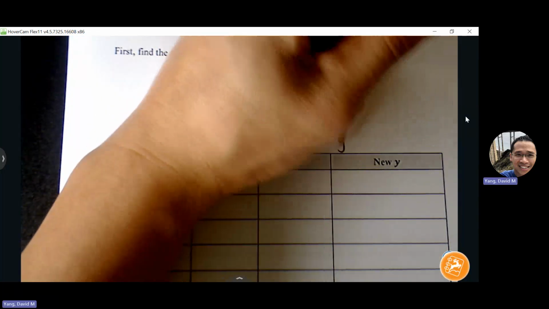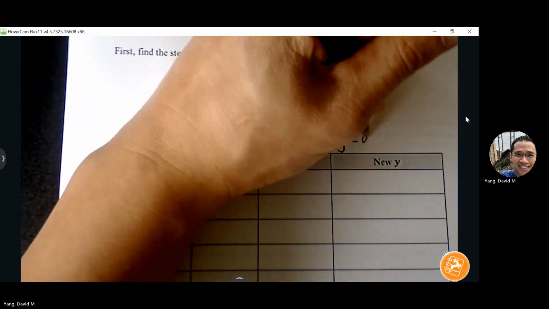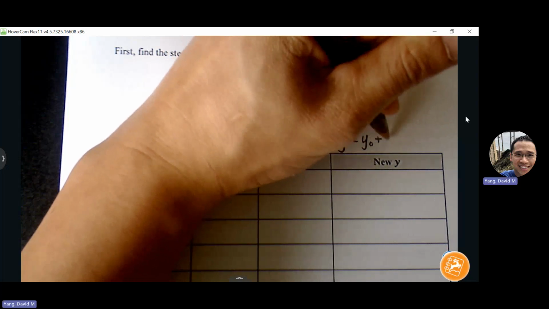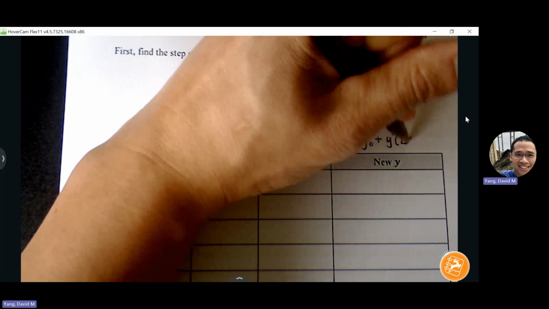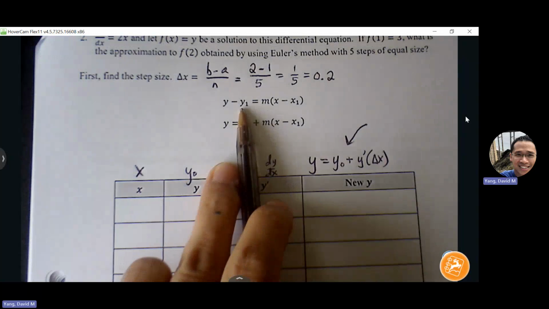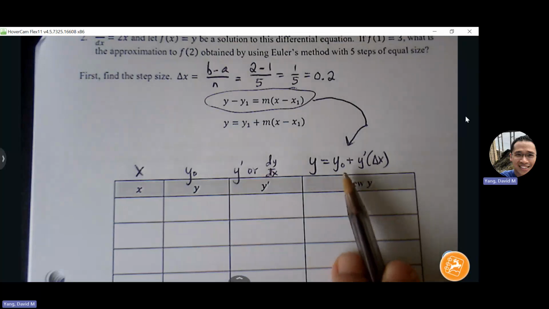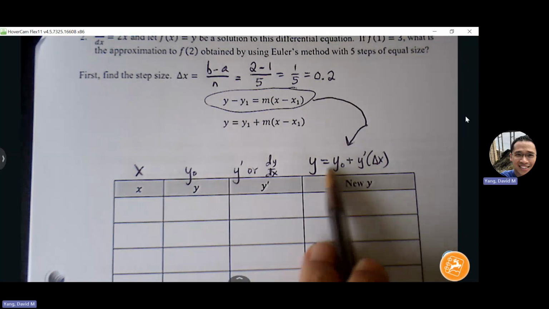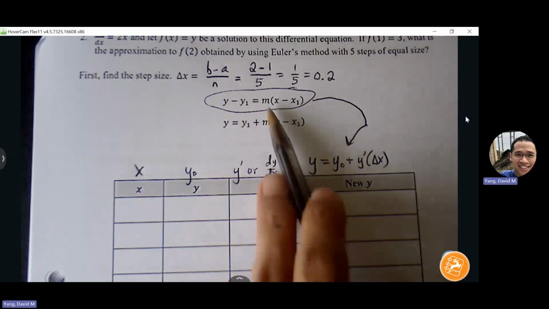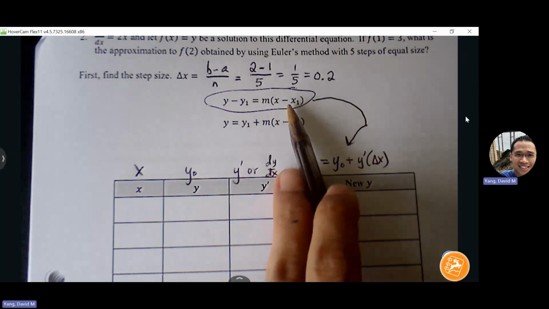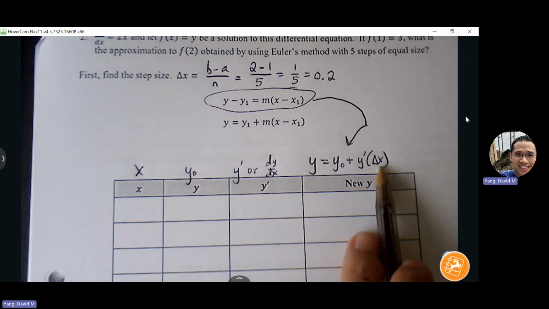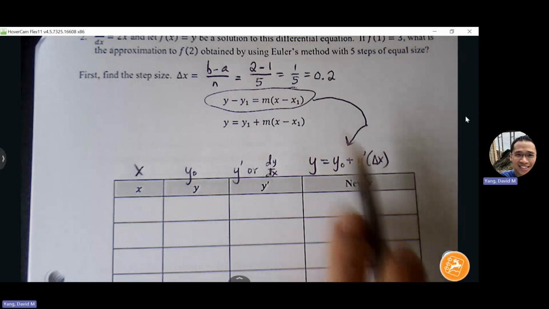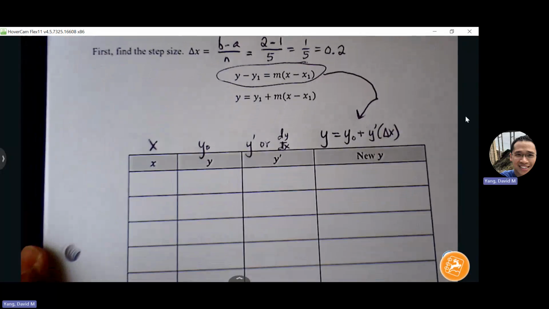Your new y is going to be y equals y sub 0 plus y prime delta x. This is just a rearranging of this equation here. Maybe in a more efficient form, so we don't have to write out all this, but you have y minus y sub 1 or y sub 0, that's rearranged in this form. Your m is your y prime, and your x minus x1 is your delta x. That's going to be your step size. So really, we're just writing our tangent equation in a different form, but it's the same thing.